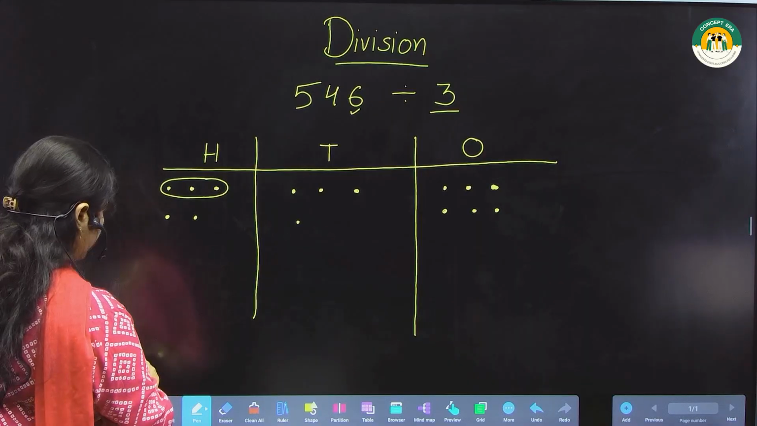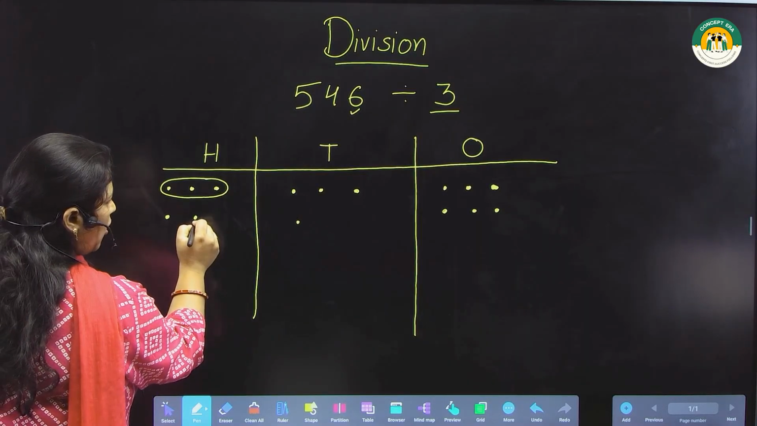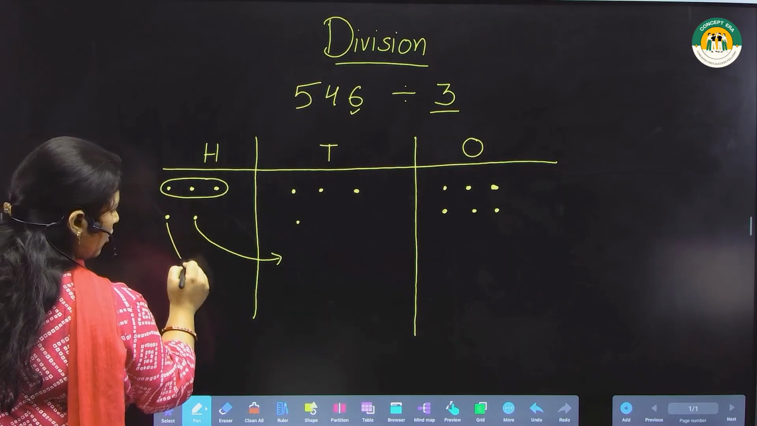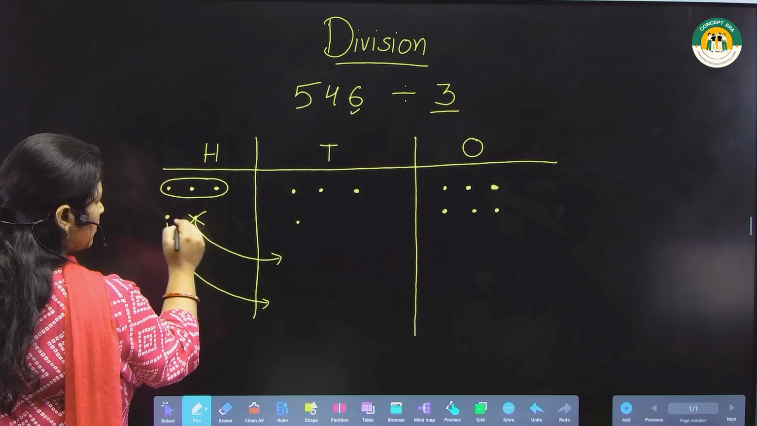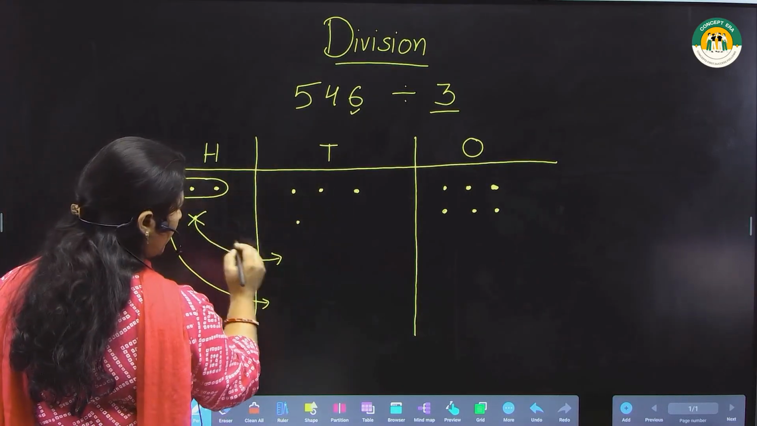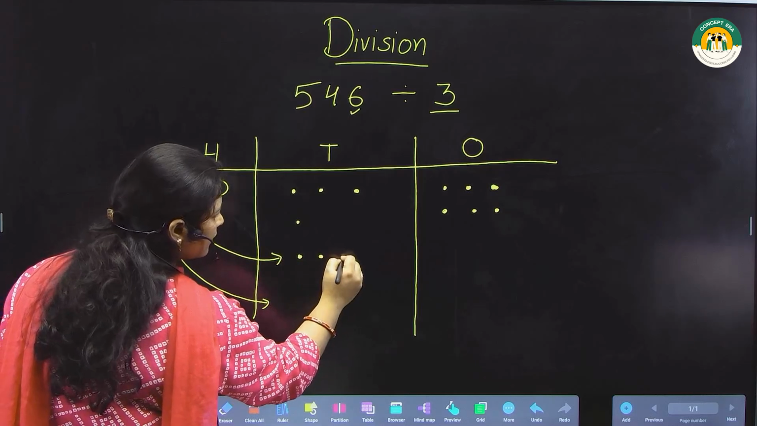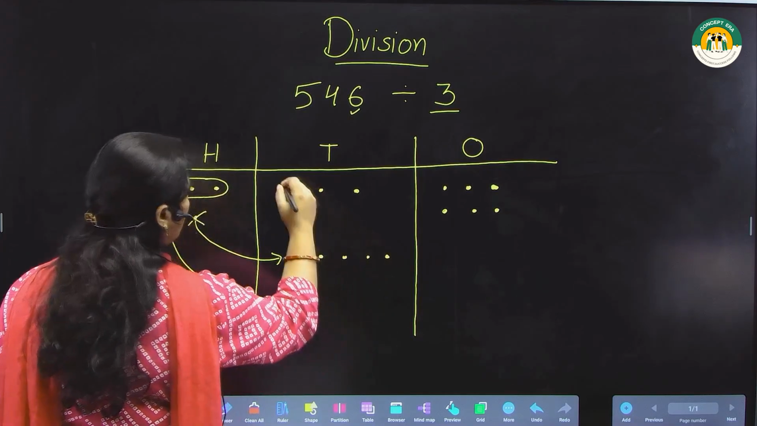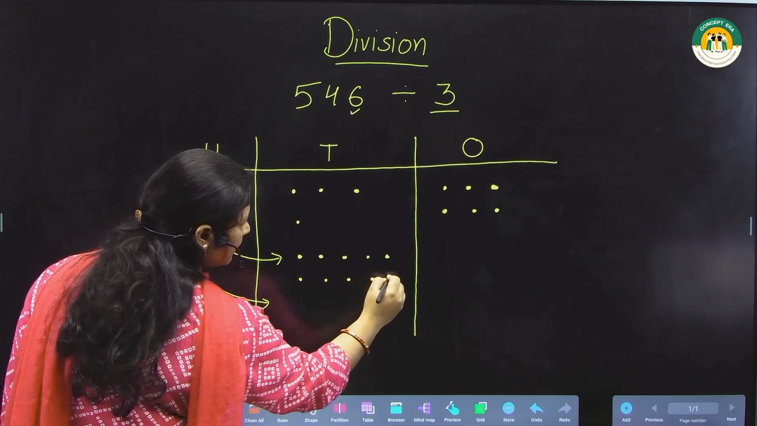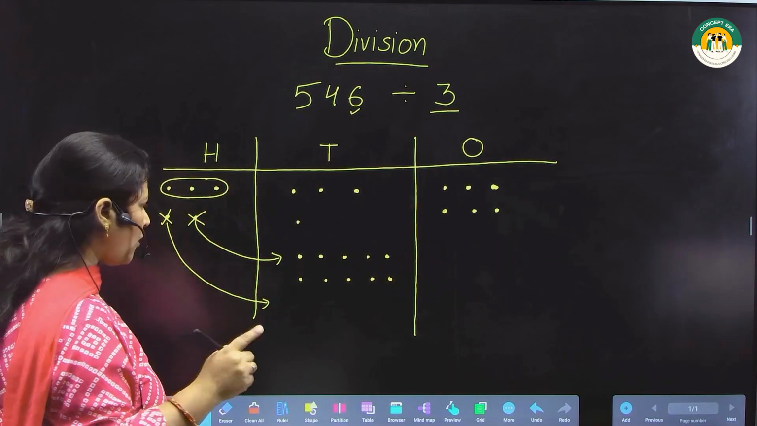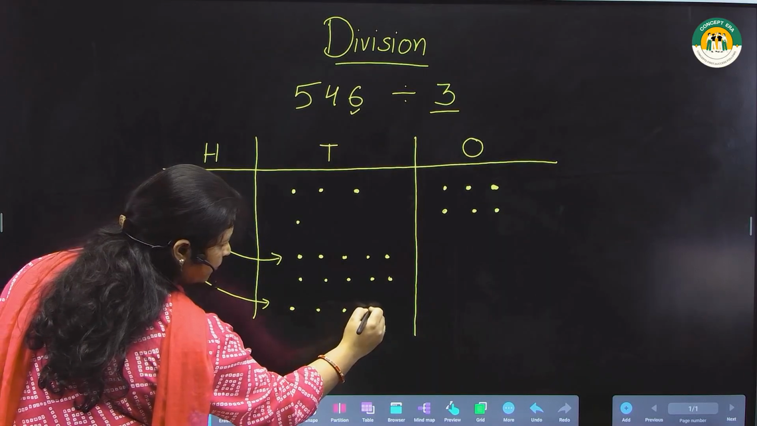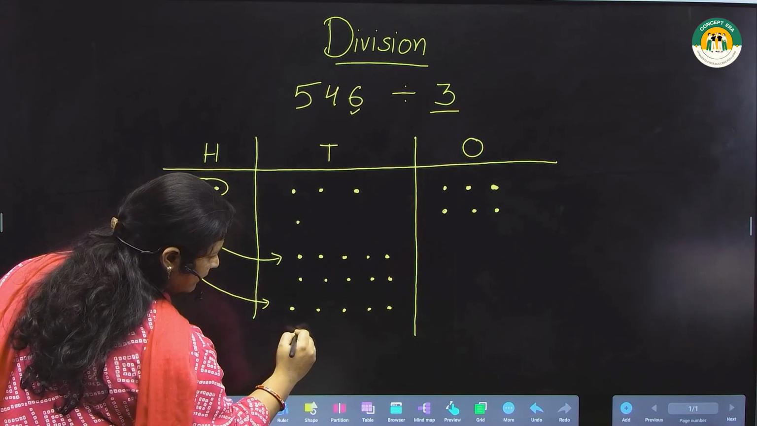For that, what do we have to do? We have to take these dots to the tens place. Okay. And this dot also to the tens place. So we have to cross out this dot from here. Now when we move, a single dot will make 10 dots. Why? Because this is the tens place. We have to move from one place to another. We have to take a group of 10. The second dot, again a group of 10.